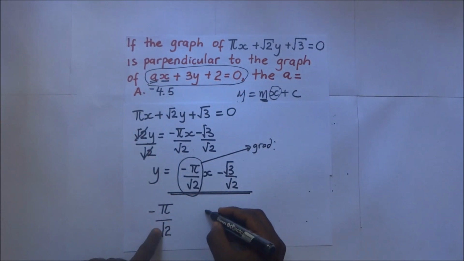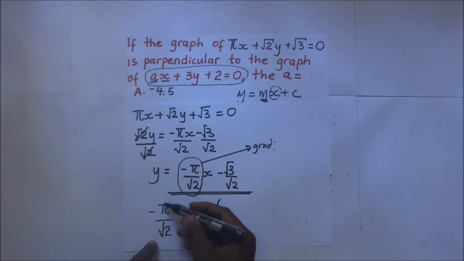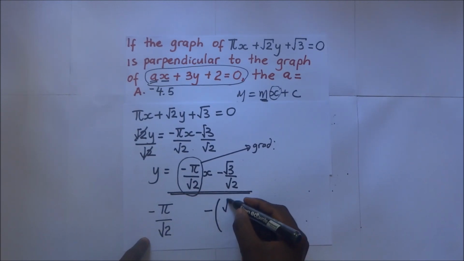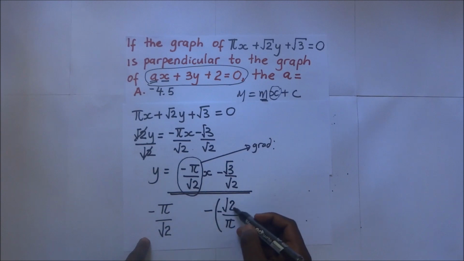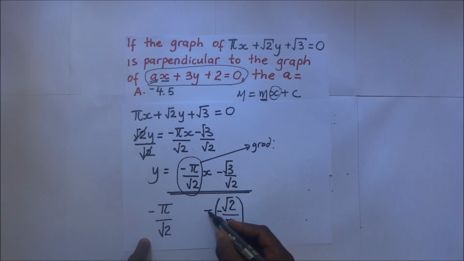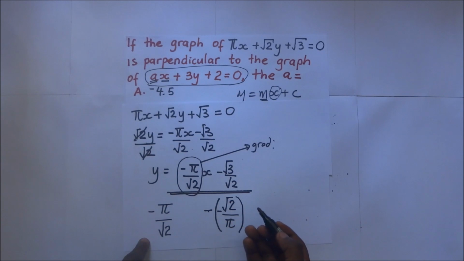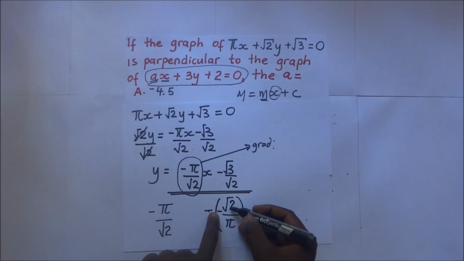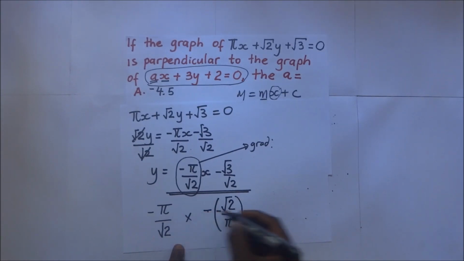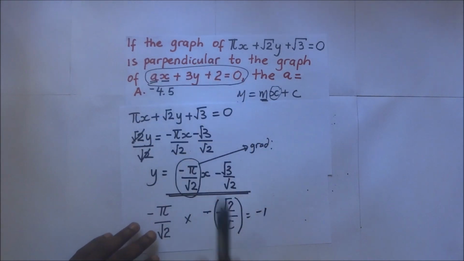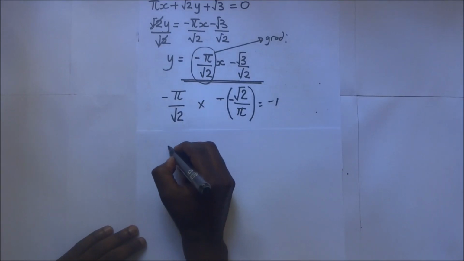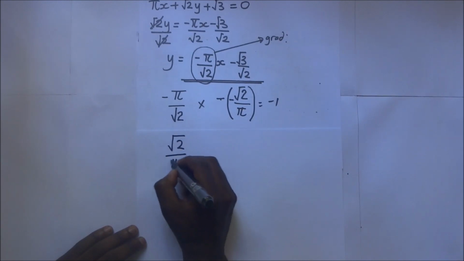So it's going to be the negative reciprocal of this. The reciprocal of this is root of 2 divided by pi, and that is still negative: negative root of 2 over pi. Of course, negative times negative gives a positive. So the gradient of this is actually positive root of 2 over pi, and when you multiply these two, it's supposed to give us negative 1. So the gradient of this is now a positive square root of 2 divided by pi.